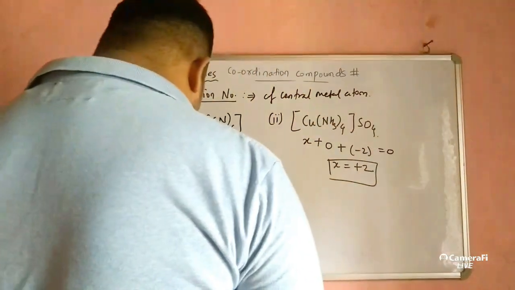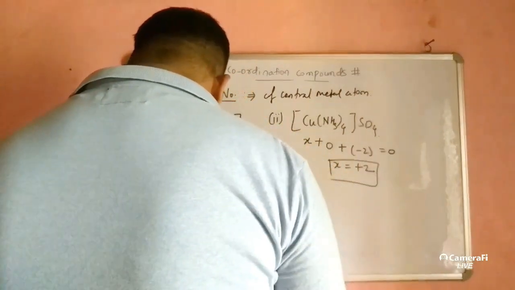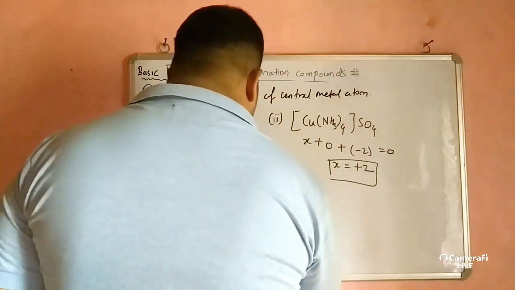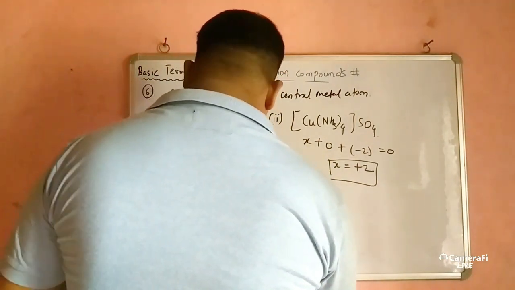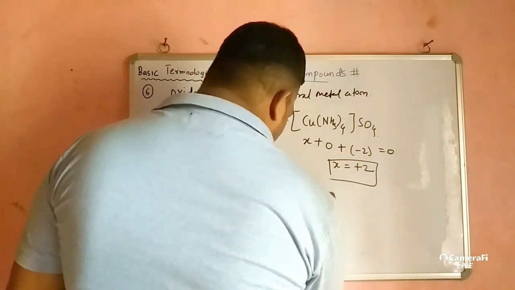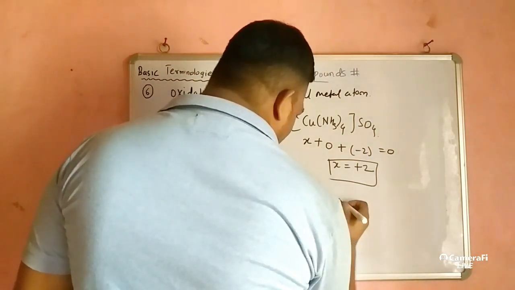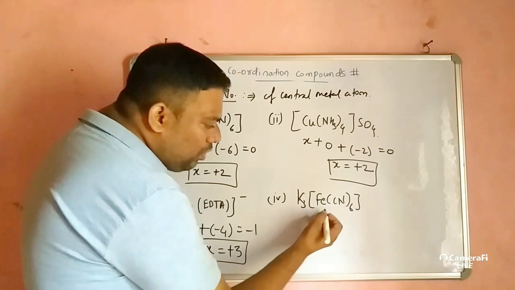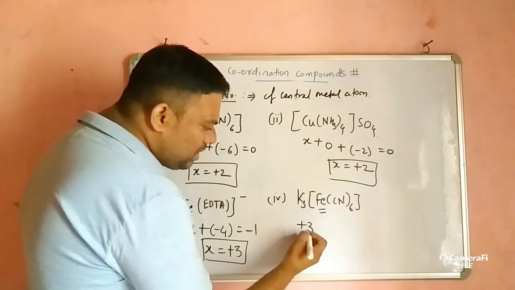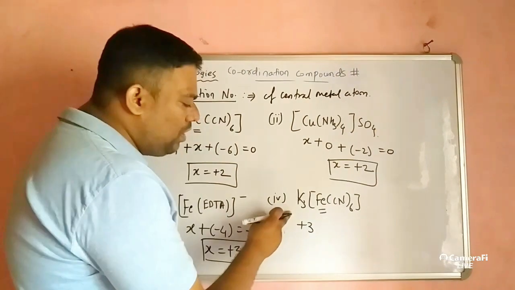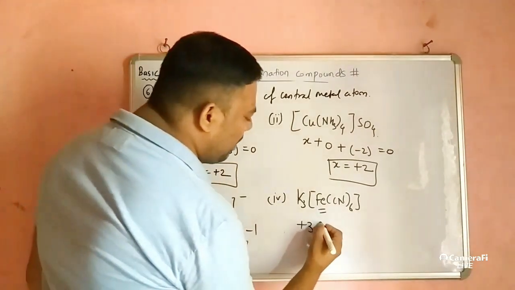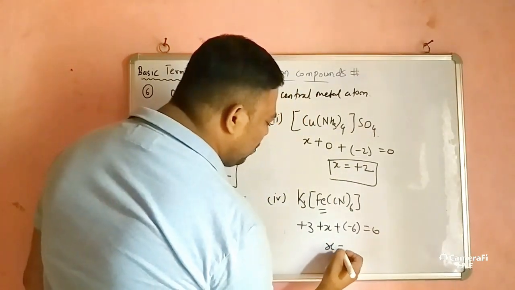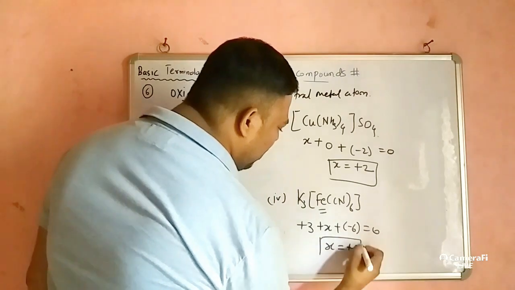Now suppose, see here, we will discuss that kind of compound. Say the fourth one, K3[Fe(CN)6]. Here also there are central metal atoms, so +3 because each potassium has charge +1 and there are 3 of them, so +3 plus x plus -6 is equal to 0, therefore x is equal to +3, understood?